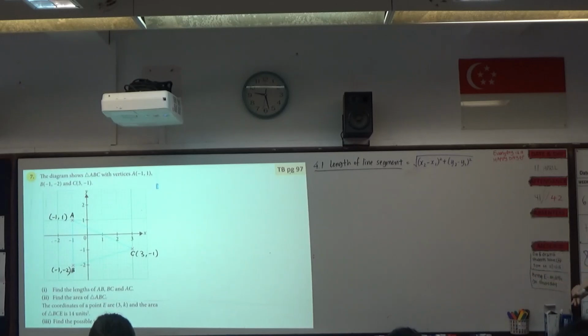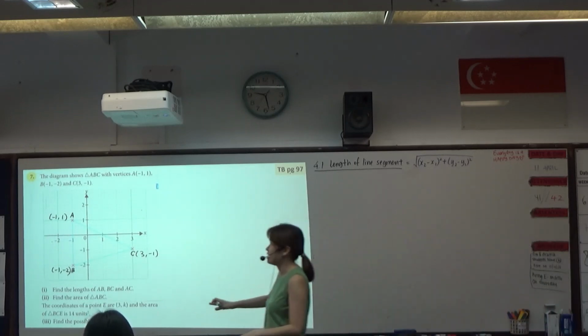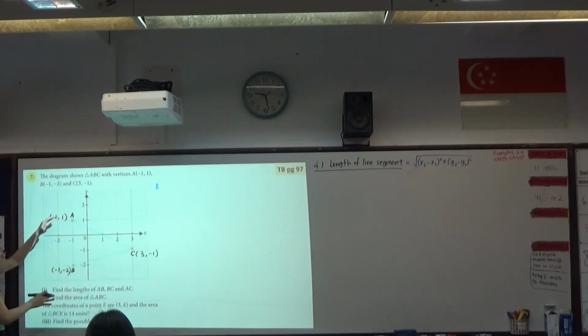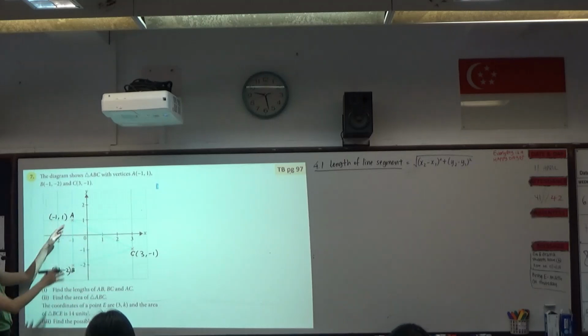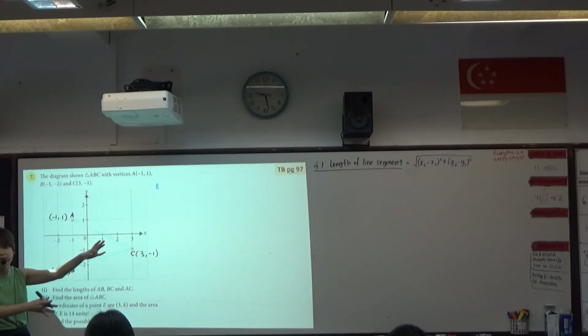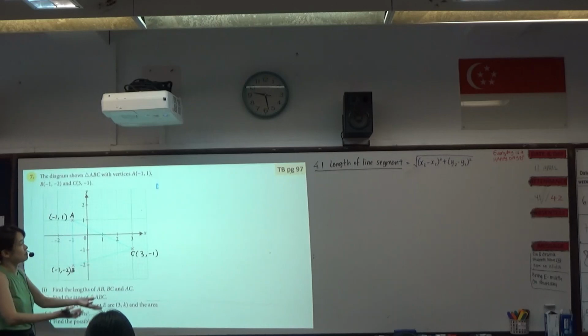Next thing, must the length of line segment formula be applied to a right angle triangle? No. So long as I have coordinates of 2 points, I can find the length by using the formula. That is the purpose of the formula.